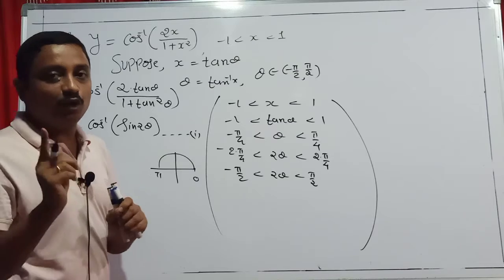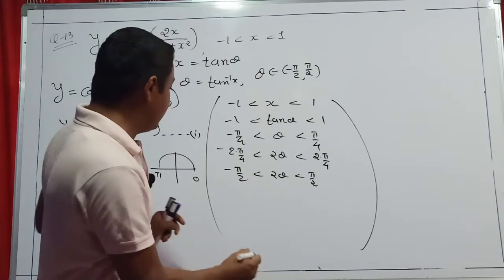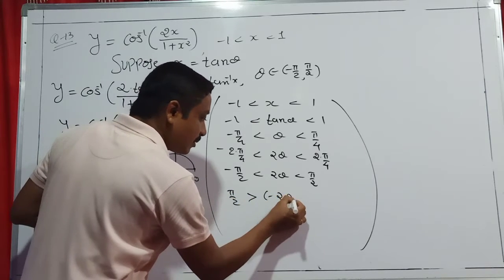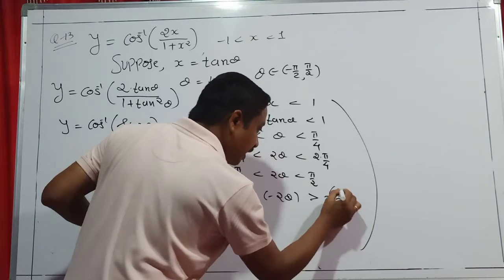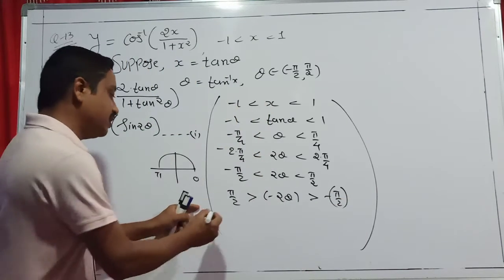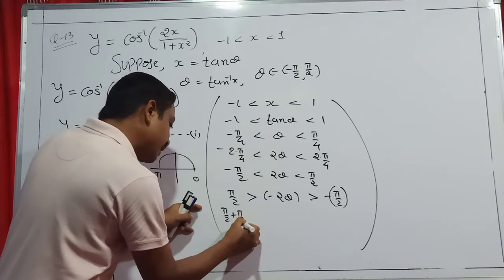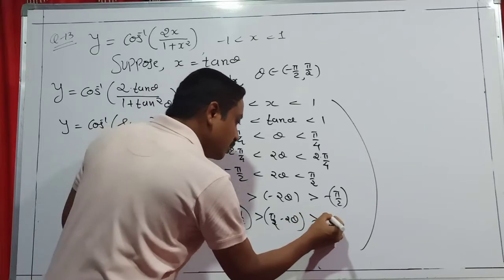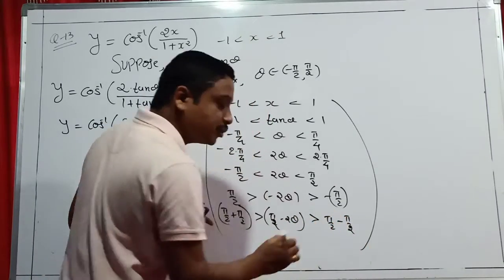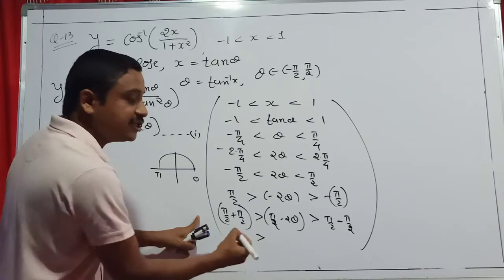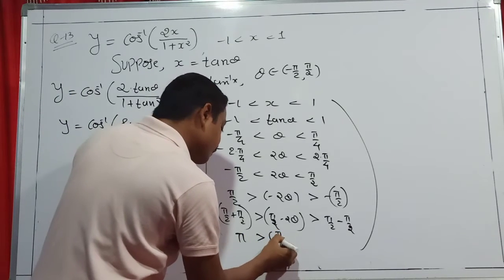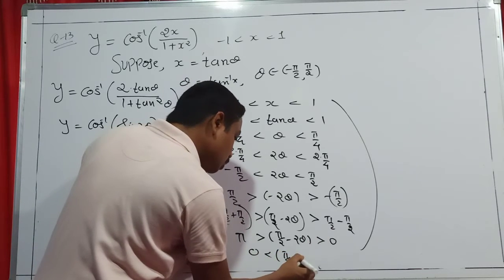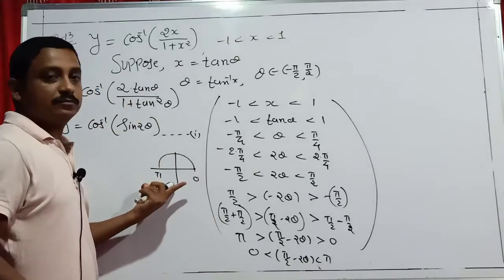Yes students, I already told you in the previous sum: multiply each term by minus. So here plus pi by 2, the inequality changes, and minus pi by 2. Adding pi by 2 to each term, one by one, here also pi by 2. I hope you understood. 90 plus 90 means 180, and here it is 0. So in total, you get the range 0 to pi covered.